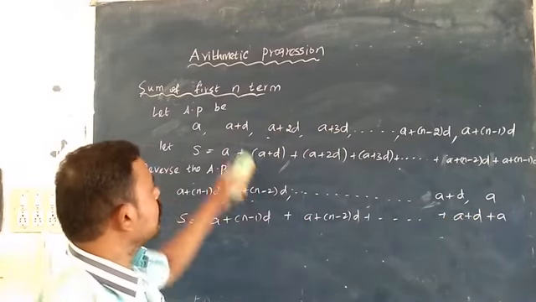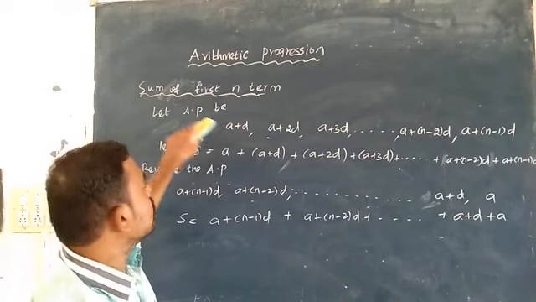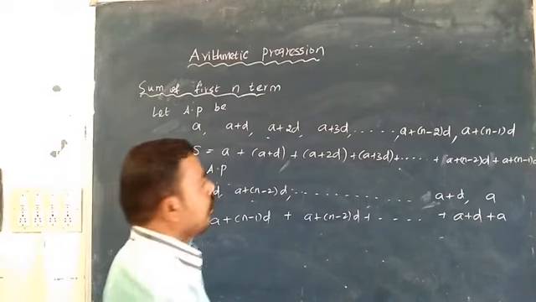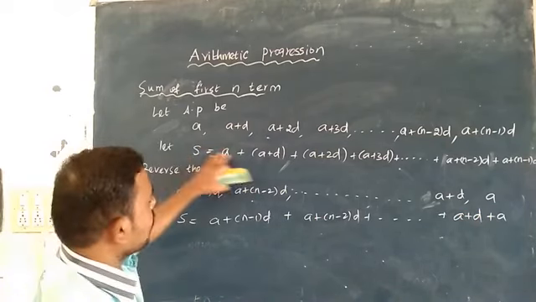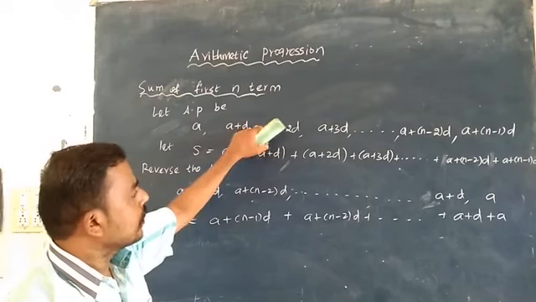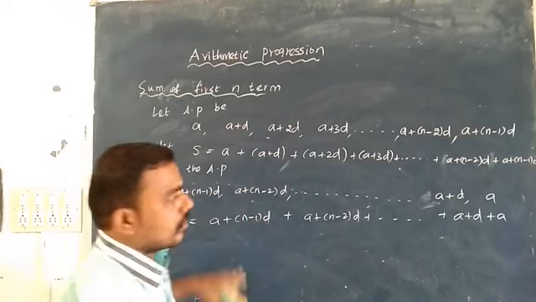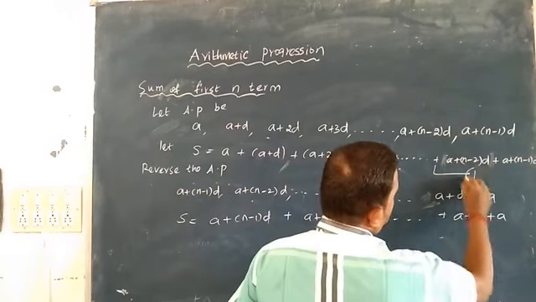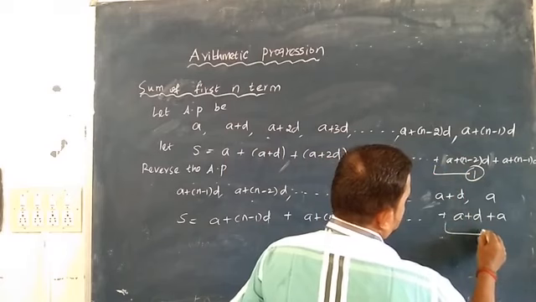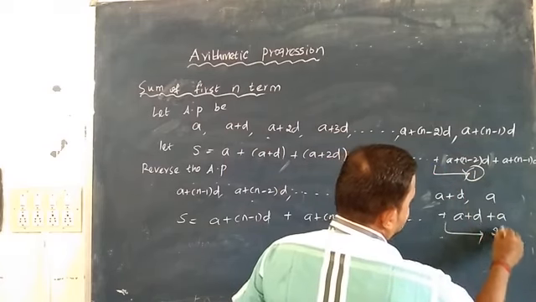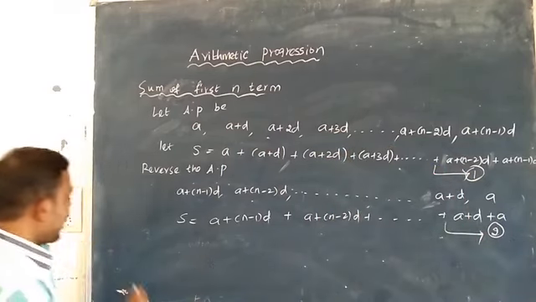Now add these two summations because we need to find the sum of AP. Further do this process: first write the AP in general form, write the addition. Reverse the AP, write the addition. Let it be the first equation, and let it be the second equation. Add 1 and 2.